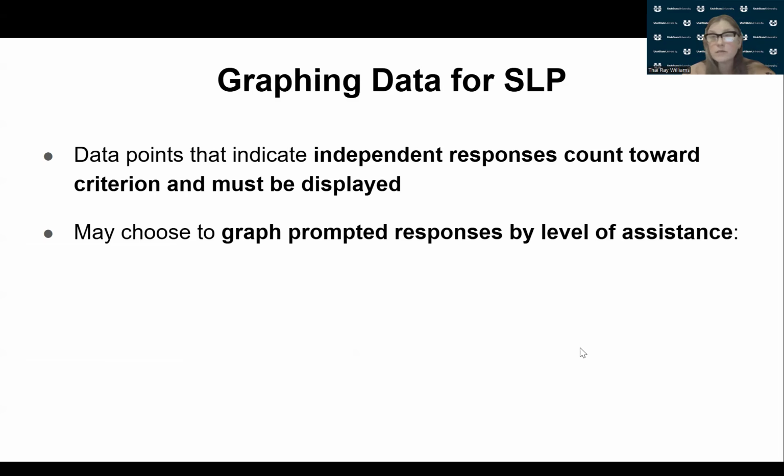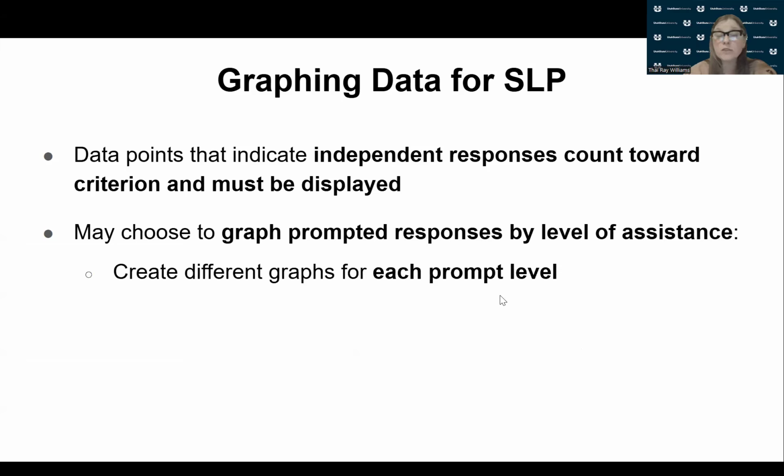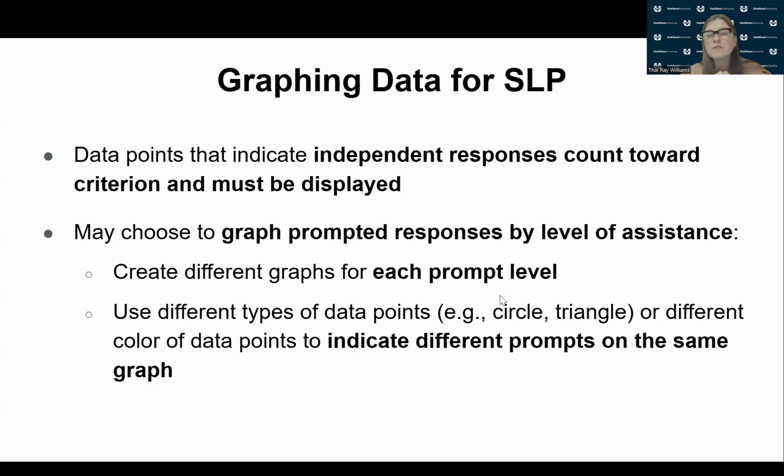You have different choices of ways you can graph data for the system of least prompts. You can graph it by the level of assistance. And so what you'll do is create different graphs, one for each of the levels. So here's my graph for verbal prompting. Here's my graph for gestures. Here's my graph for modeling. That's a lot. I'm just going to tell you as a teacher, I'm going to be very real for you. That's a lot. Or you could have different types of data points on the same graph or different colored data lines that indicate different prompting levels. So it might be that a verbal prompt is blue or it's a circle, and then a gesture is green or it's a square.